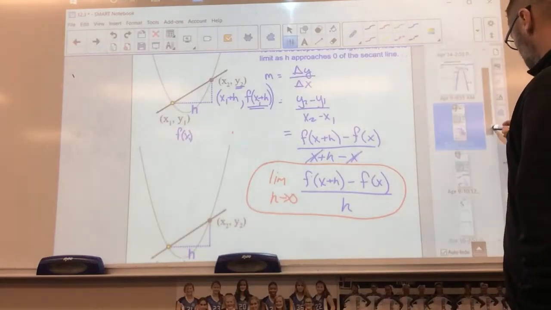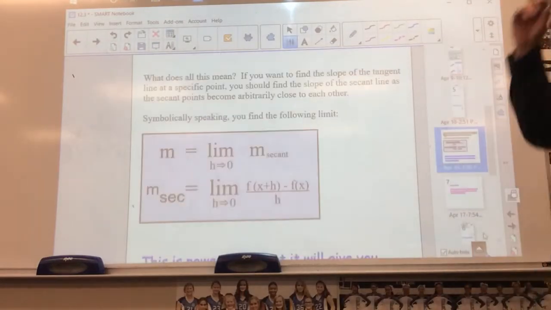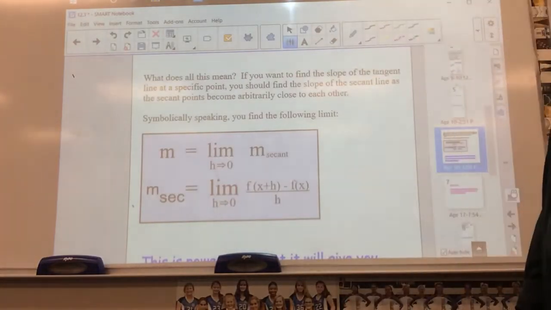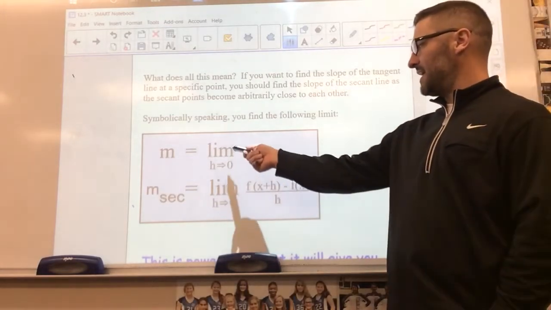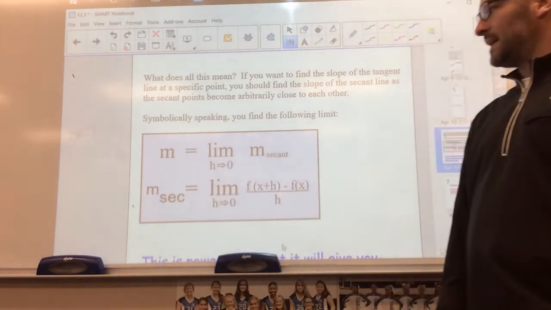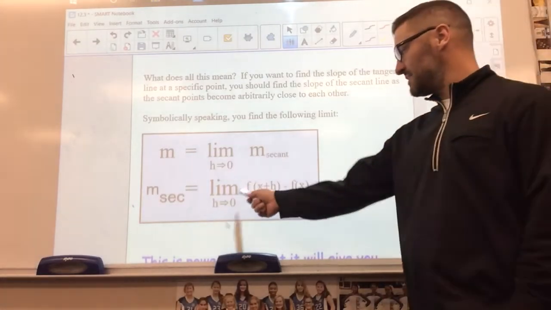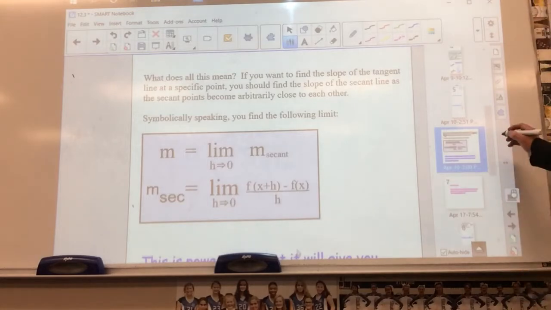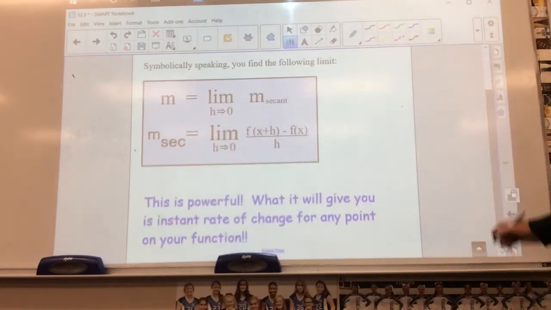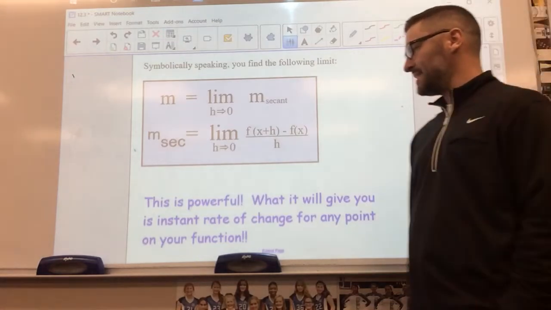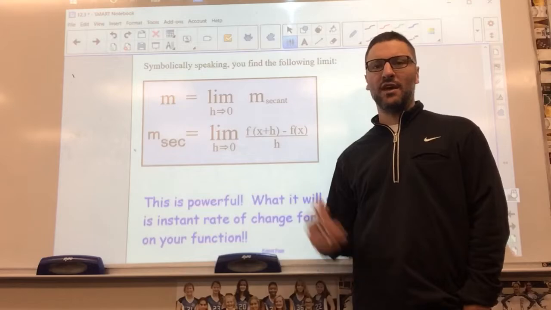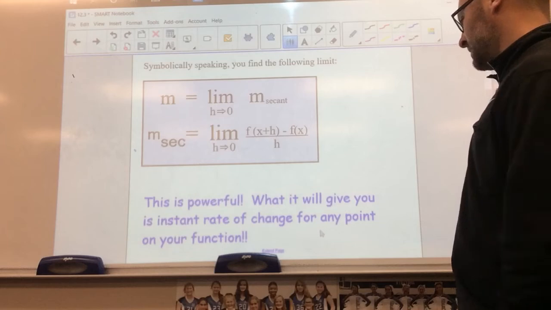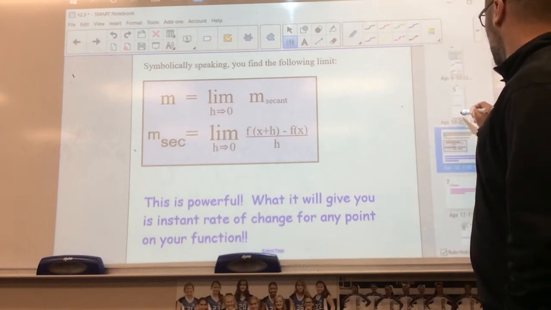Let's see if I named it here. It is actually called, symbolically, here's the formula. We're trying to find the limit; the slope of the secant line is equal to the limit as h goes to 0 of f of x plus h minus f of x all over h. Boy, this thing has a lot of names. It really does. It is a powerful formula. What it does is it gives you a formula for the instantaneous rate of change at any point along a curve, which is a big-time calculus concept. Let's see how that works within a problem.